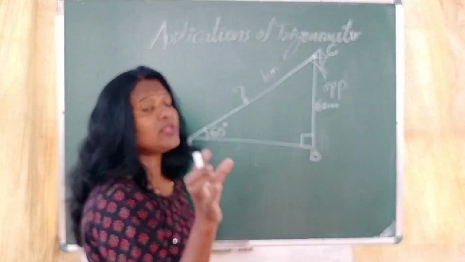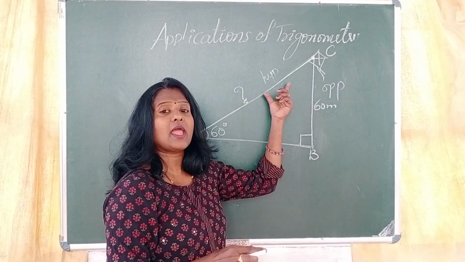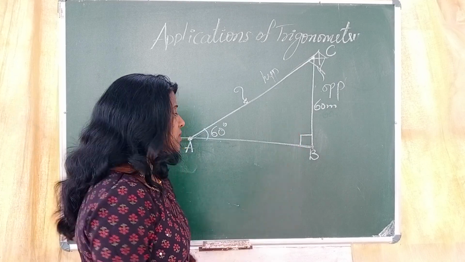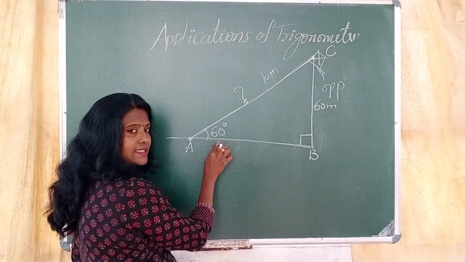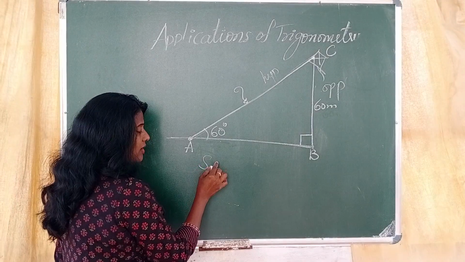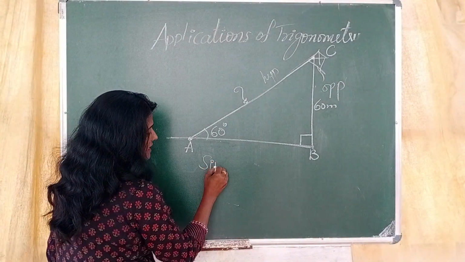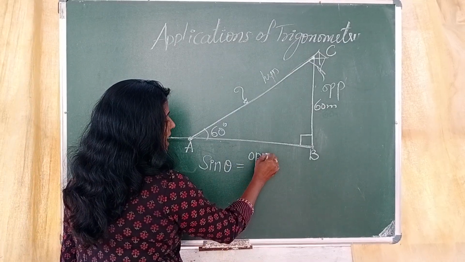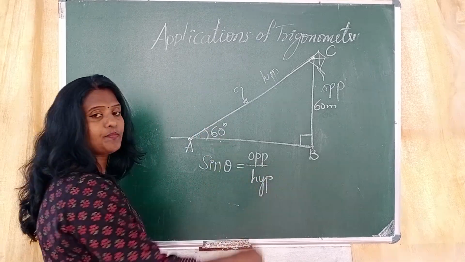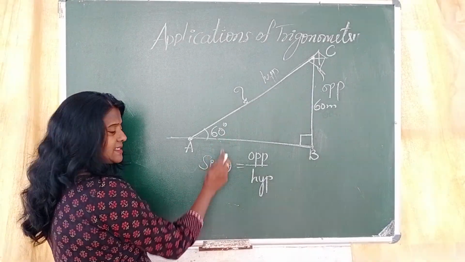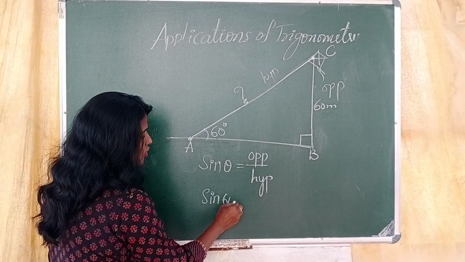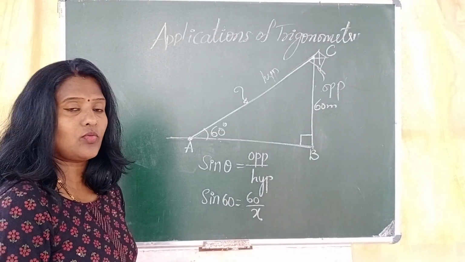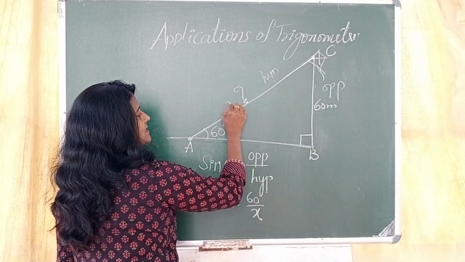Now you have to think which ratio has the relation between opposite and hypotenuse. So that ratio you have to use. Here opposite is known, angle is known, hypotenuse you have to find out. So I easily think that it is sin theta, where the relationship between opposite and hypotenuse can be calculated. What is theta here? It is nothing but 60 degree. Sin 60 degree is equal to opposite, which is 60, over hypotenuse, which is the unknown value. So I have considered it here as x.